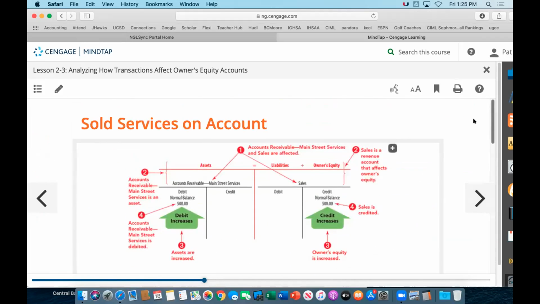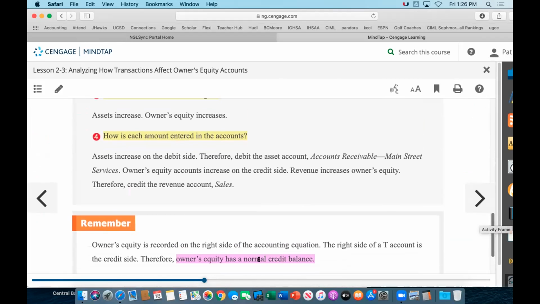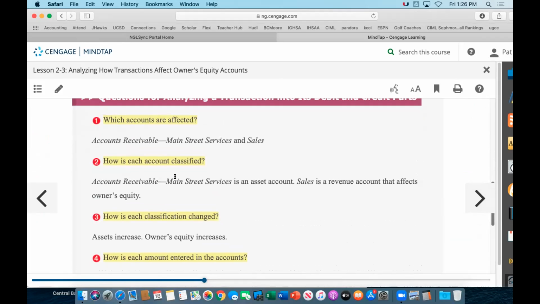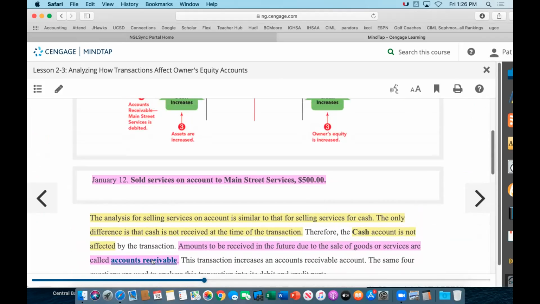Okay. Sold services on account. Again, if we're in foreign language class, we did some work for somebody, they're going to pay us later. When we sell services on account, they're going to pay us later. When we buy supplies on account, we're going to pay them later. Okay. So sold services on account. Down here it says, again, owner's equity has a credit balance, but then down here it says which accounts are affected. Well, we're going to walk through it. One's going to be called accounts receivable.